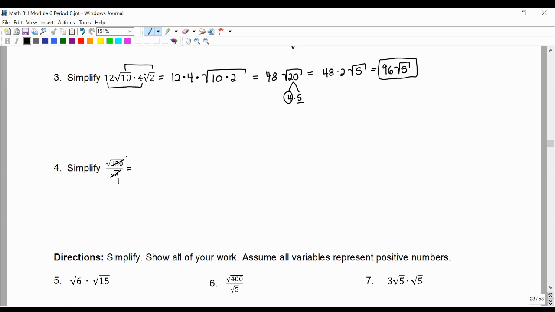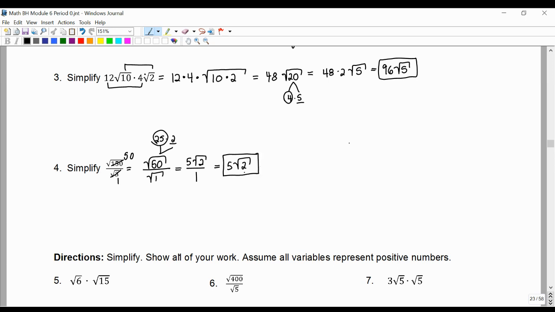3 goes into 150 50 times. We have square root of 50, because we have yet to square root this, over technically square root of 1, but that is just 1. And 50 is 25 times 2. So final answer is 5 root 2.